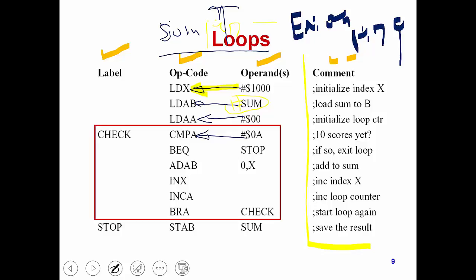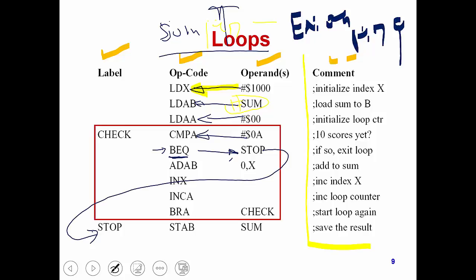Every time after we finish the specified operation, we compare the value of A with 0A. If the value of A has been incremented to equal 0A, then we branch. BEQ, branch if equal. If equal, we stop. We use the relative address mode. Where is stop? Stop goes to here.